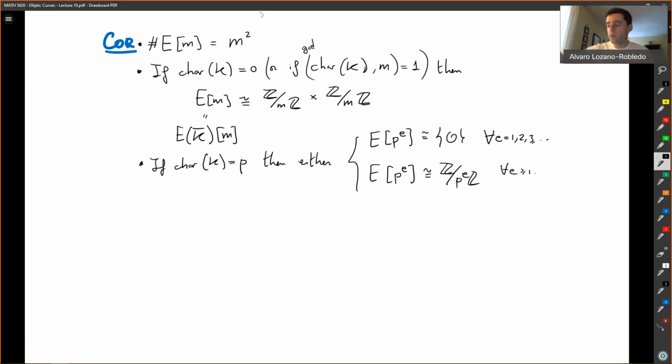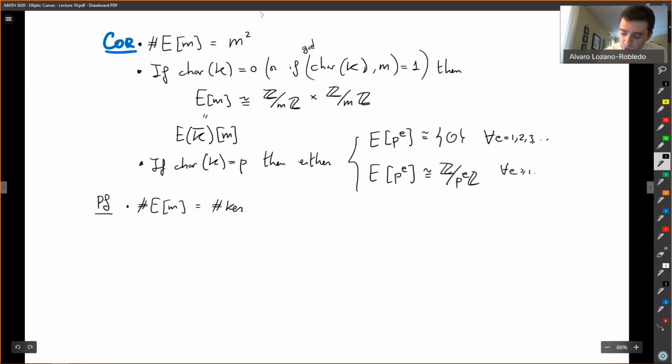So for the first part, we have just seen that the size of the m torsion is the size of the kernel of multiplication by m. By definition, the m torsion is the points that by multiplication by m give me 0, so the points of order dividing m, not points of exact order m, but points of order dividing m. And that is the degree of multiplication by m, which we've just seen is m squared. And on the other hand, for the second part, I want to prove the actual isomorphism type.